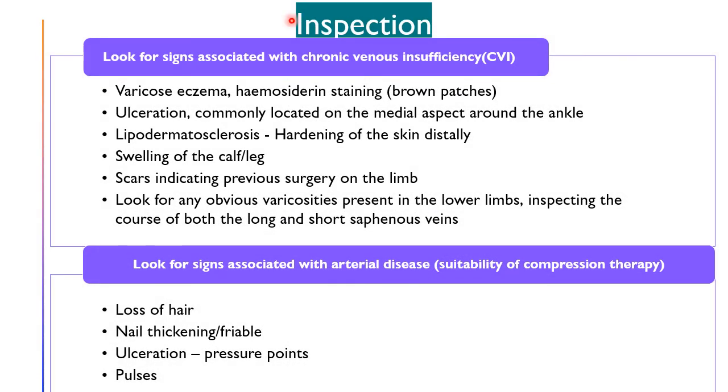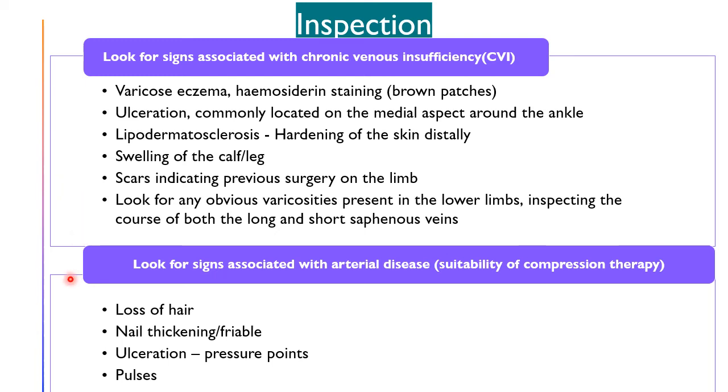For varicose veins, first look for signs associated with chronic venous insufficiency, CVI, and these include varicose eczema, hemosiderin staining, which is seen as brown patches or brownish discoloration, ulceration, commonly located on the medial aspect just above the ankle, lipodermatosclerosis, which is hardening of the skin distally and also discoloration, swelling of the calf and the leg, presence of scars indicating previous surgery on the limb, and looking for obvious varicosities present in the lower limbs, inspecting both the long and short saphenous veins.